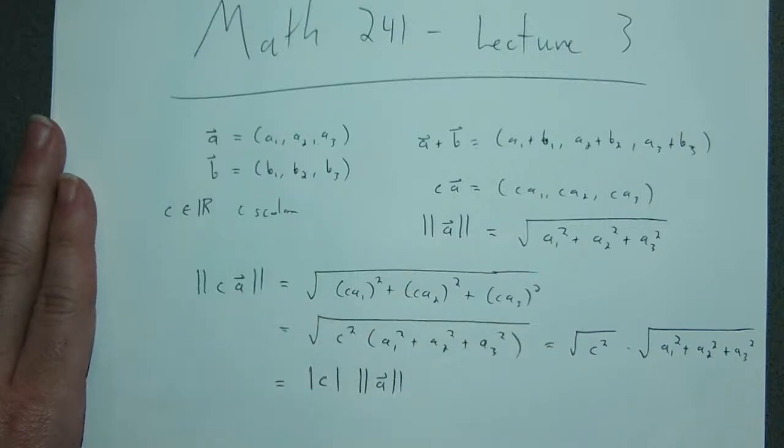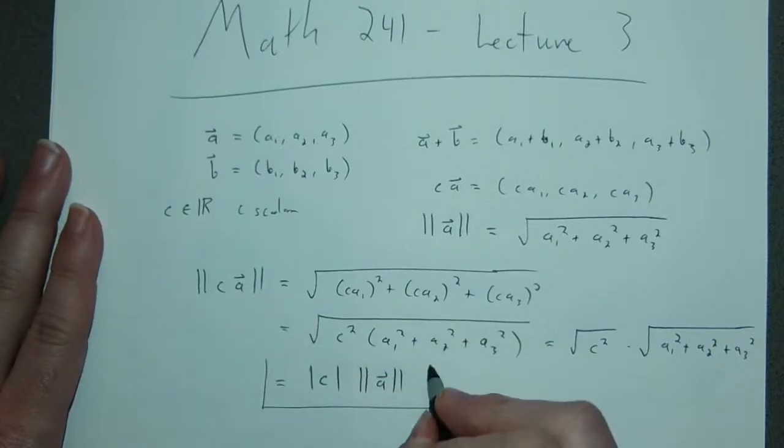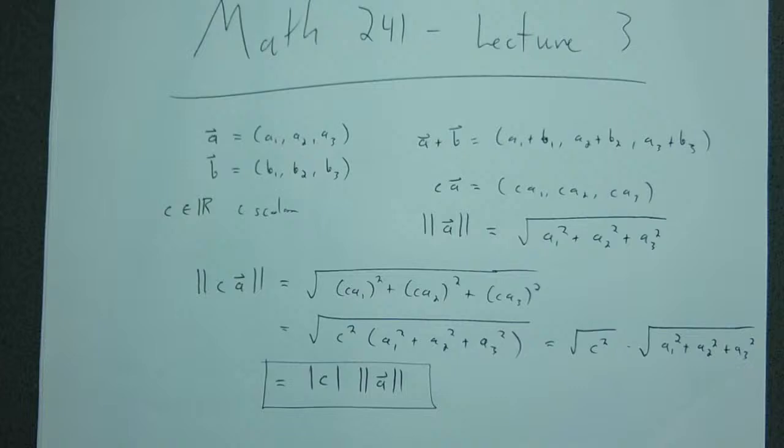Okay. This is the thing that tells you that if you compute the length of a scalar multiple of a, it is the absolute value of that scalar times the length of a. So a scalar scales the length of a.